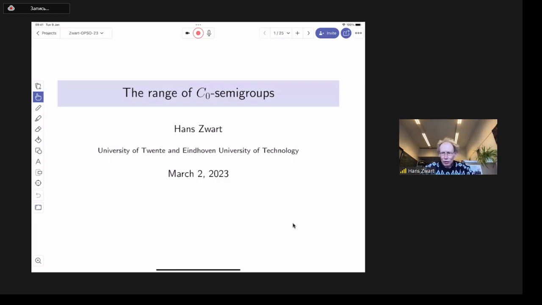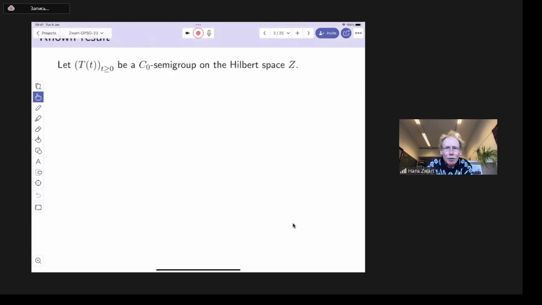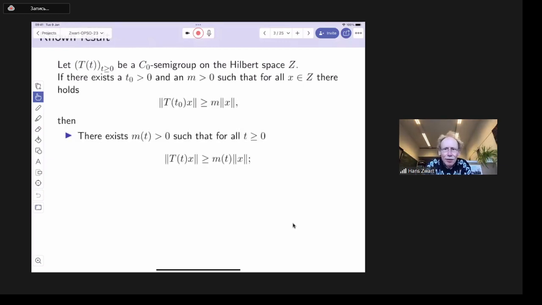It just started like this. I want to start a little bit differently so that you see where my idea came from. We have a semigroup on a Hilbert space, and I denote my Hilbert space not with an H but with a Z. And then there is this nice and at the same time very surprising result that if this semigroup is bounded away from zero at some positive time, then it's bounded away for all time. So if you have this property for one t, then you have it for all.